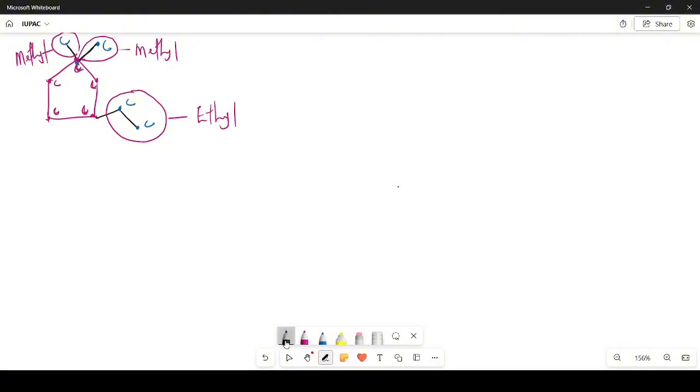How are you going to name this? It's quite simple. We have more than one attachment. So you want to say you follow it alphabetically? No, you don't follow it alphabetically. Though you are supposed to follow it alphabetically, because this carbon here has two attachments, whenever you are naming and you have a carbon that has more branches or more attachments, you start numbering from the carbon that has more attachments. So that's another rule.